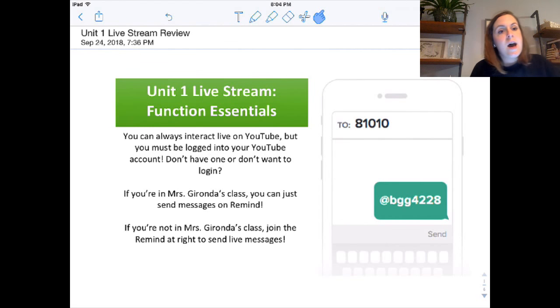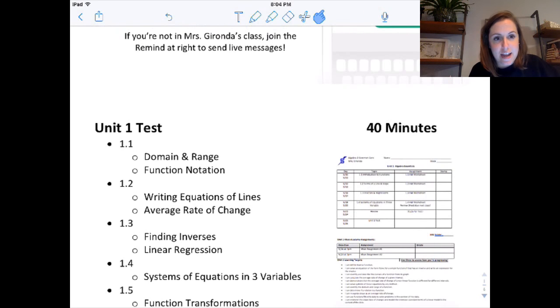So without further ado, let's get started. So Unit 1 test, we've got 5 sections covered in there. It's a 40-minute test. It's not going to take a whole block.